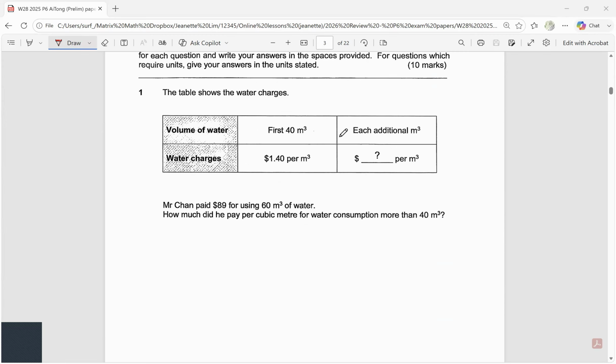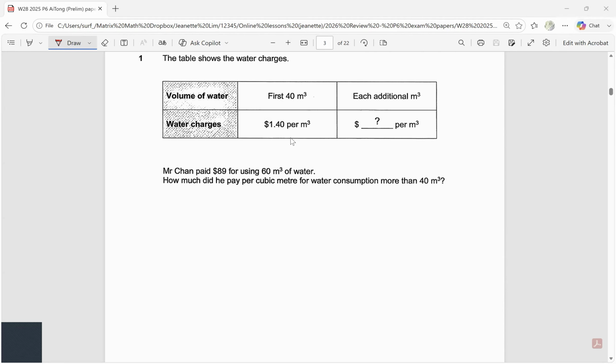Okay, how we read this table is firstly, the volume of water is being divided into two parts. The first part is the first 40 cubic meters. And then anything more than 40 will be charged at a different rate, which is the rate that we're trying to find. So for the first 40 cubic meters, it is $1.40 for every cubic meter. So how much would that be?